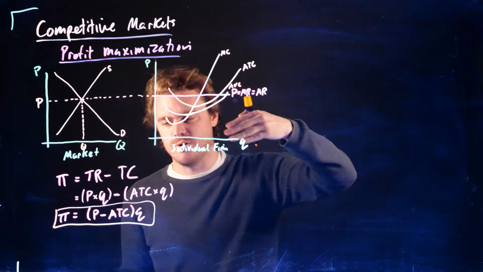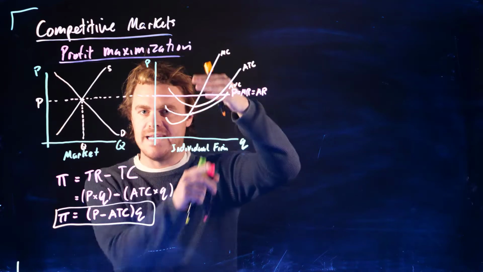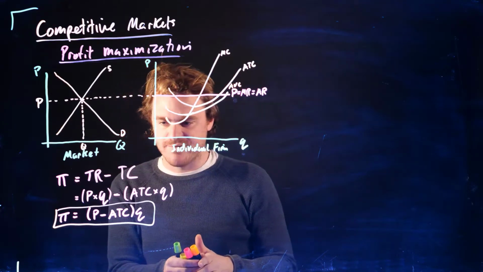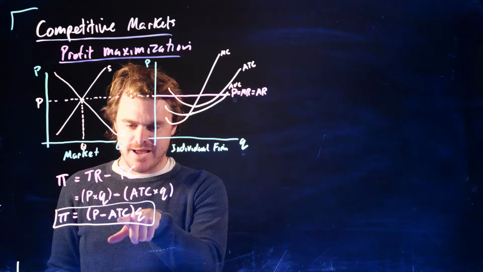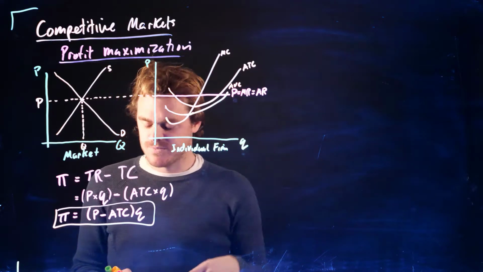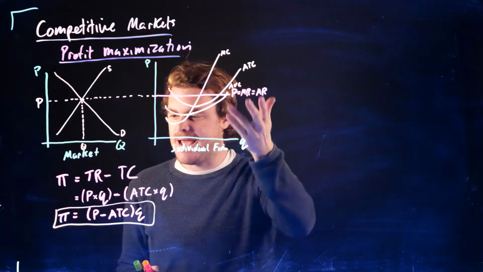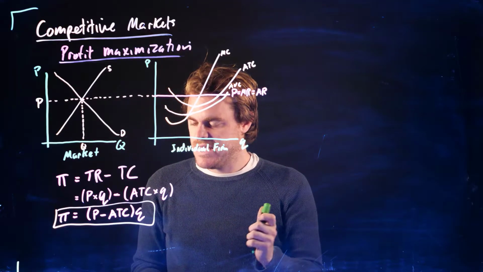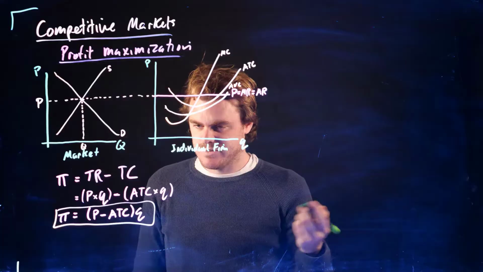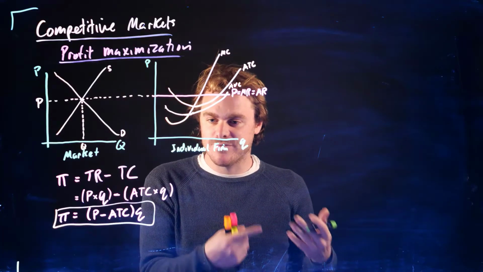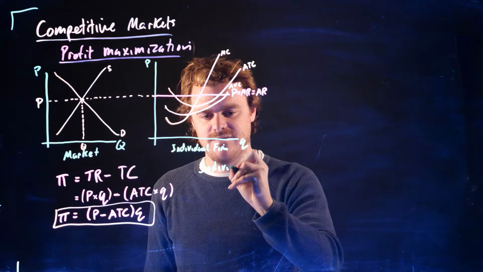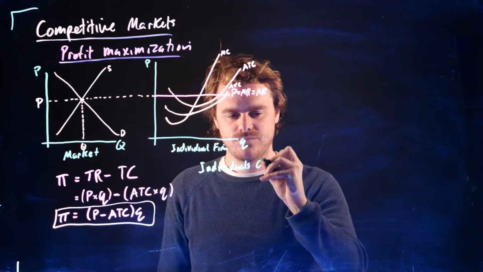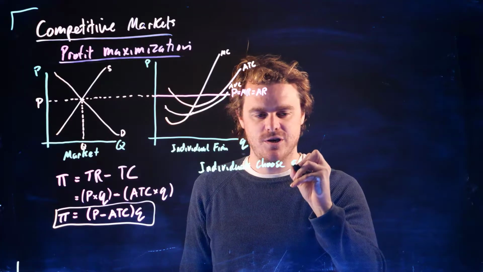And that's going to be useful when we think about an area we're going to draw on this graph, because we have lines for price, we have a curve for ATC, and we have Q. So profit's going to relate to an area on this graph. Now, the decision for an individual firm is how much should we produce. So individual firms will choose Q.